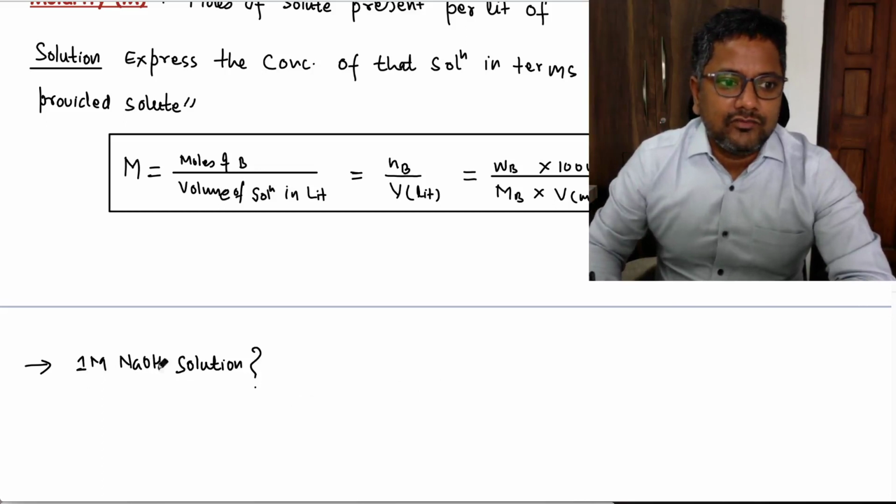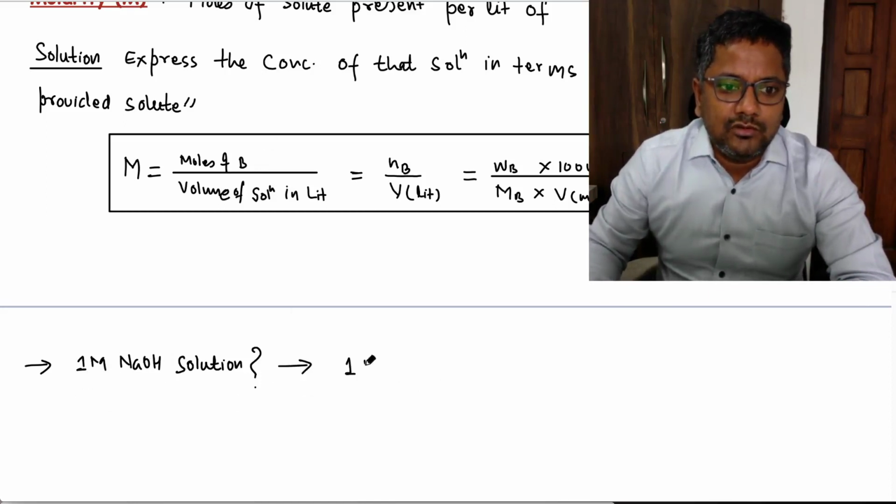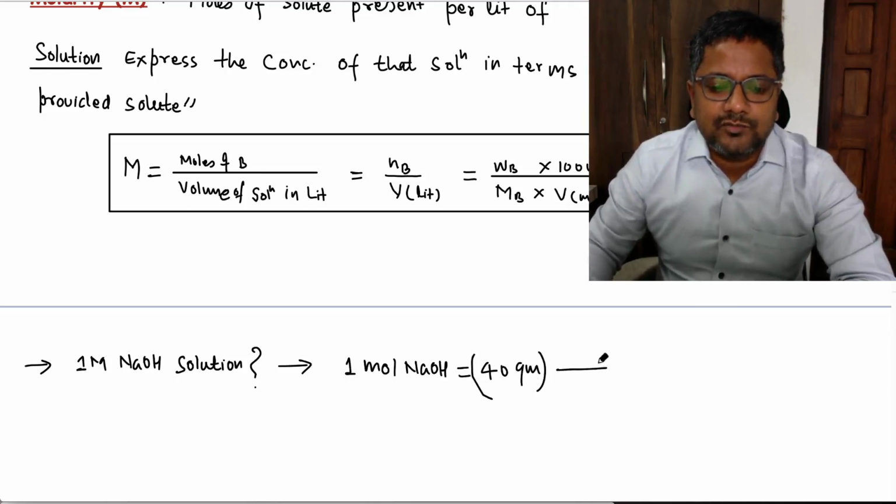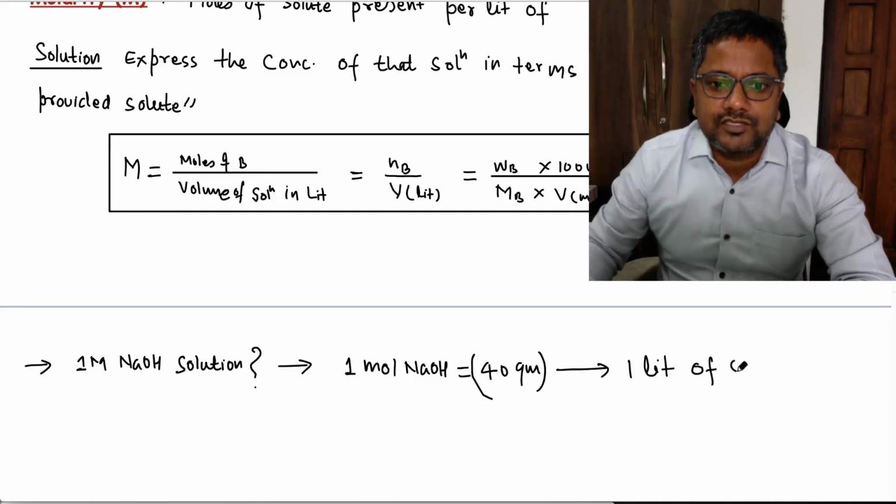And see, first you have to expand this as per the definition. So what is the expansion of this? That 1 mole NaOH, and you know 1 mole of NaOH is equal to 40 gram. So you have to take 40 gram of NaOH, and this should be present in 1 liter of solution.